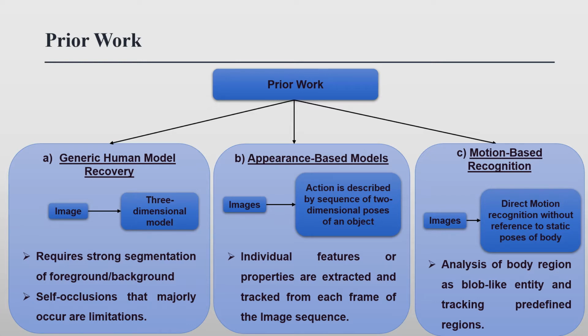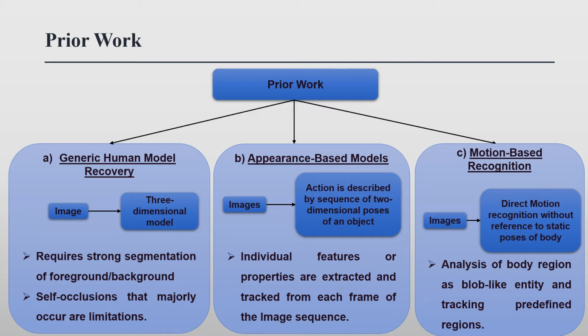The second one is appearance-based models. In these models, an action is described by a sequence of two-dimensional poses of an object. By observing the two-dimensional poses of an object in subsequent frames, one can define the human movement, or the movement of a particular object. For this recognition of movement, individual features or properties are extracted and tracked from each frame in an image sequence.